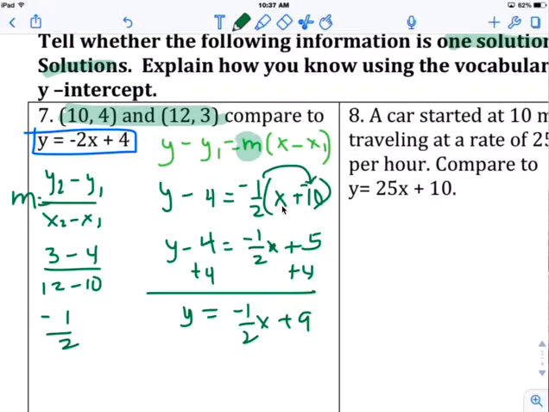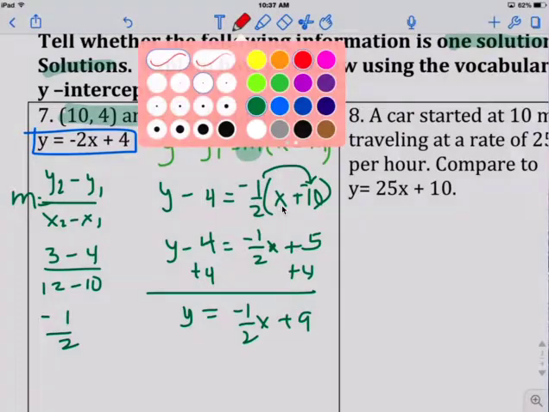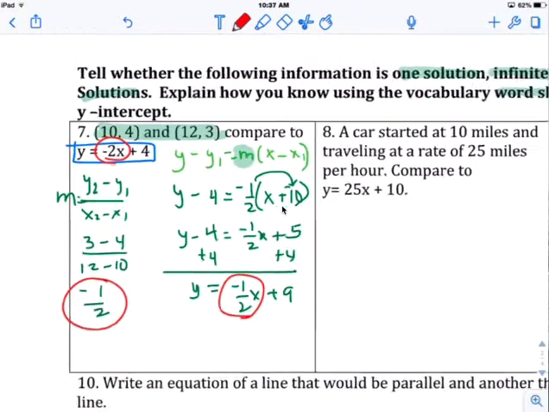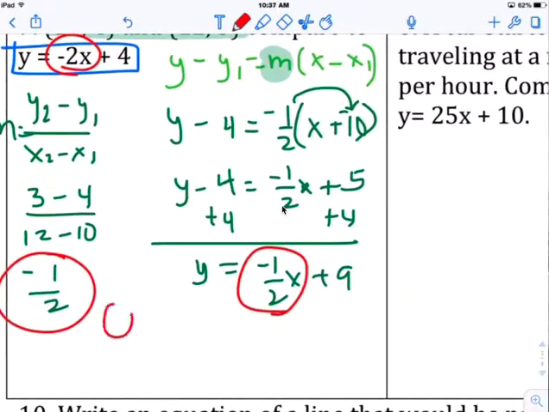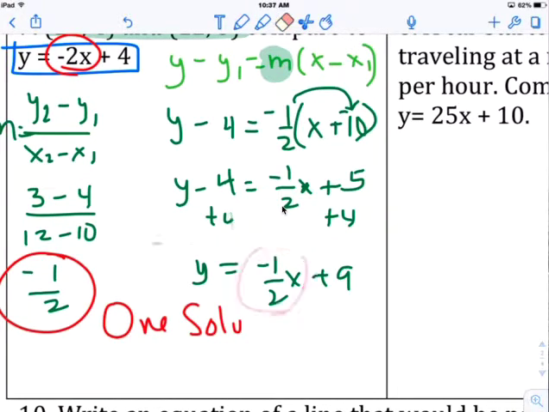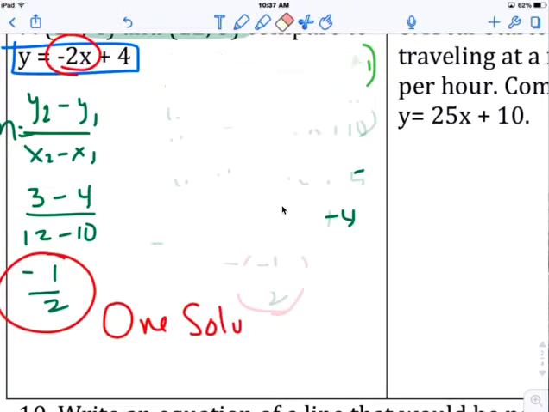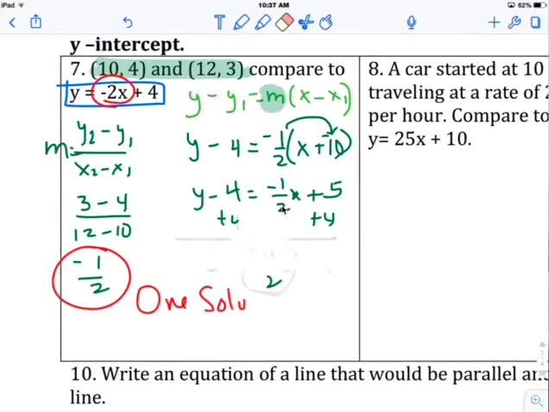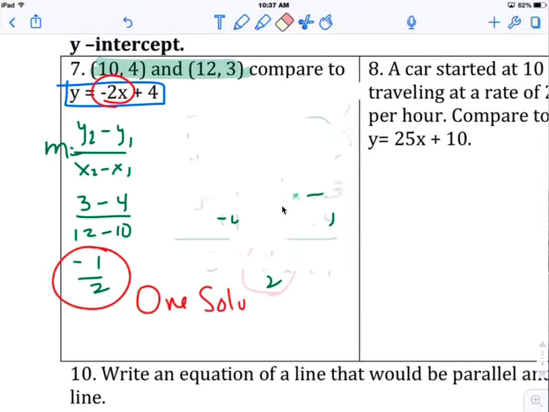I could have stopped sooner when I found the rate of change, because the rate of change is different right here. It's one solution. I didn't have to do all this work. I could have just found the rate of change, and we know automatically, because the rates of change are different, it's one solution. One solution, rate of change is different.